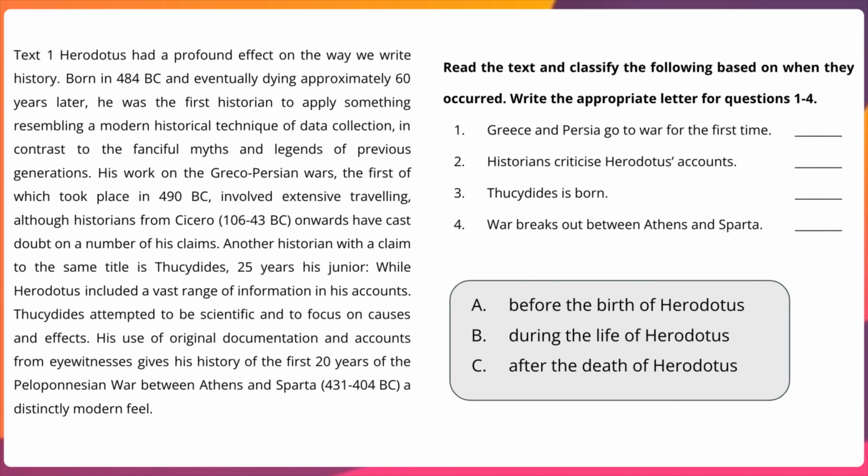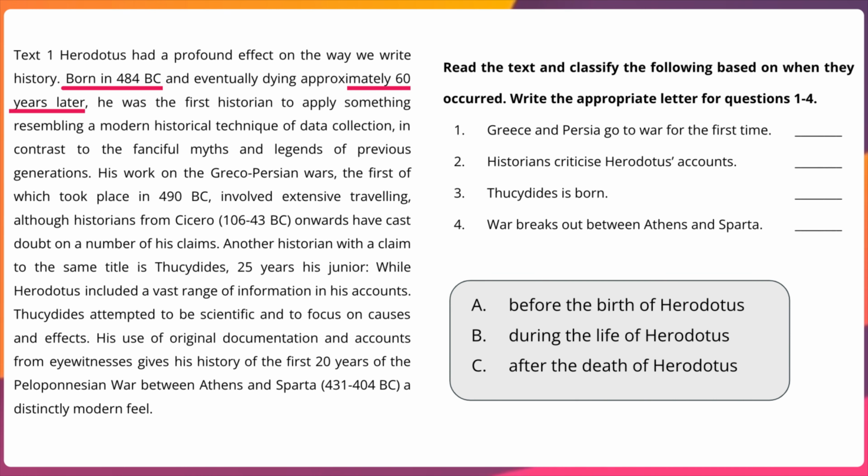So here you can see that there are 3 options given. Option A, which talks about before the birth of Herodotus. Option B, during the life of Herodotus. And option C, after the death of Herodotus. Now if you see the passage in the second line, it's given when Herodotus was born. It is 484 BC and eventually dying approximately 60 years later.